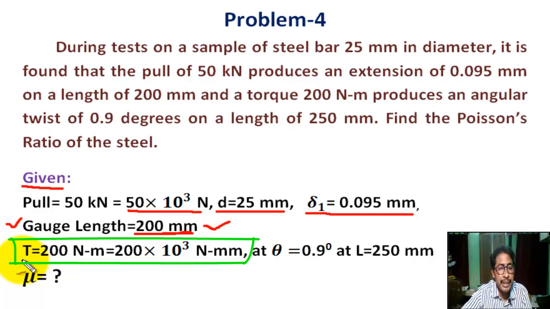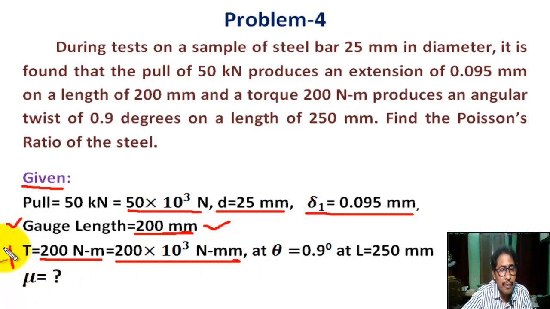Here T equal to torque transmitted by steel bar equal to 200 Newton meter. That means 200 into 10 to the power 3 Newton millimeter. This is for torsion test. This is for tensile test.